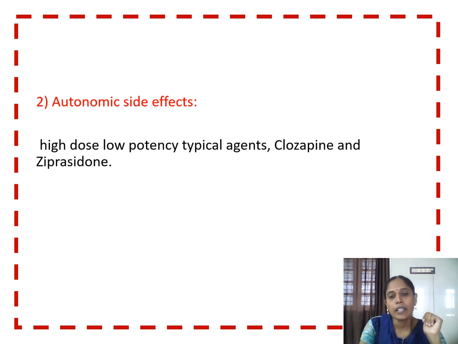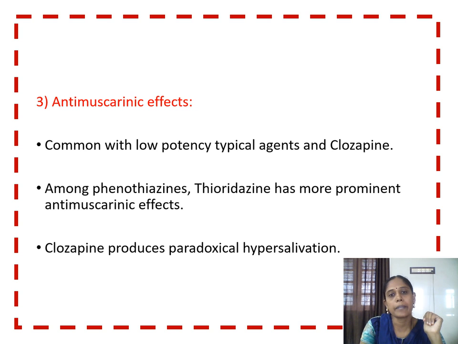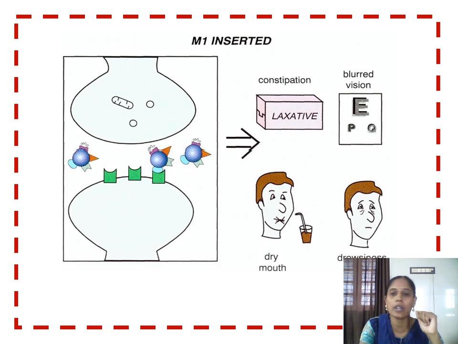Also your atypical agents like clozapine and risperidone. So anti-muscarinic side effects, as we know, occur with low potency typical agents and clozapine: dry mouth, constipation, blurred vision, all can come, right? The one exception here is clozapine. What is typical with clozapine is that it can cause paradoxical hypersalivation. Paradox, you have to remember this. This is the one that can cause paradoxical hypersalivation.